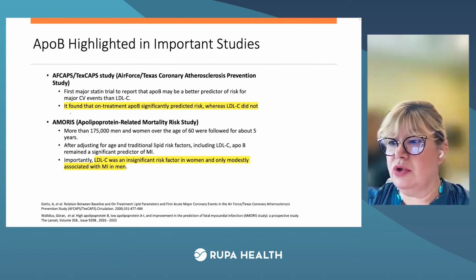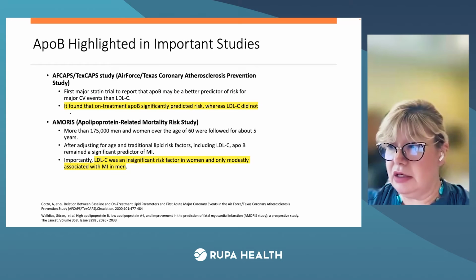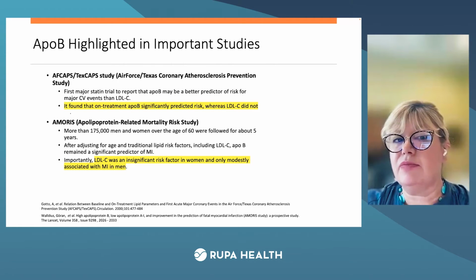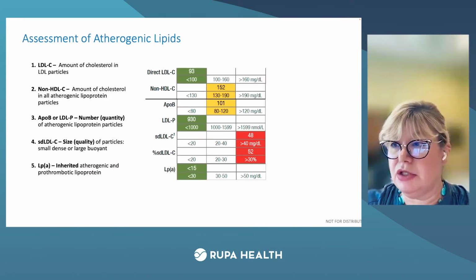And AMORIS was another very large study that was done in an older patient age group, where adjustment was done for traditional lipid risk factors, including LDL-C, really showing that ApoB remained a significant predictor of myocardial infarction, and LDL-C cholesterol was not, especially in women, and was only modestly associated with myocardial infarction in male patients.